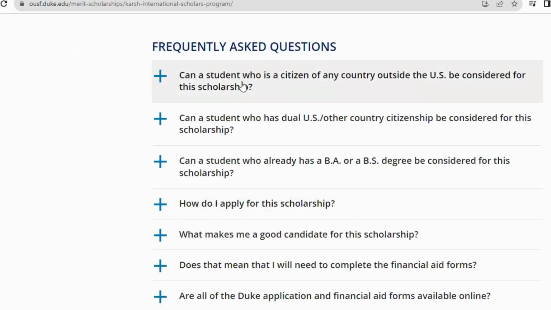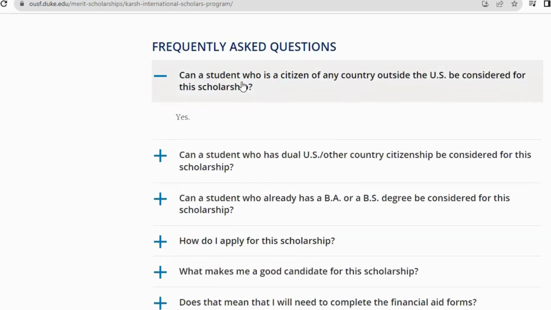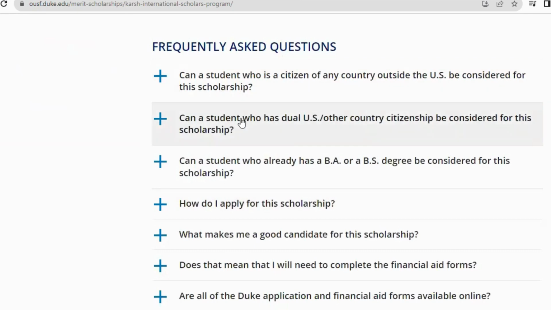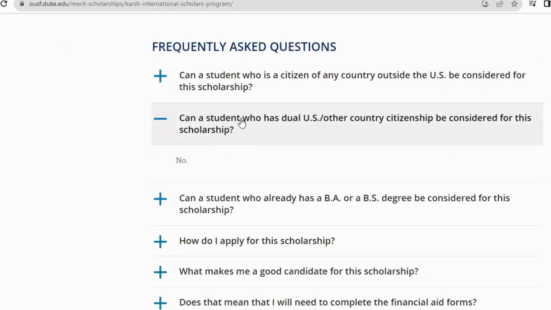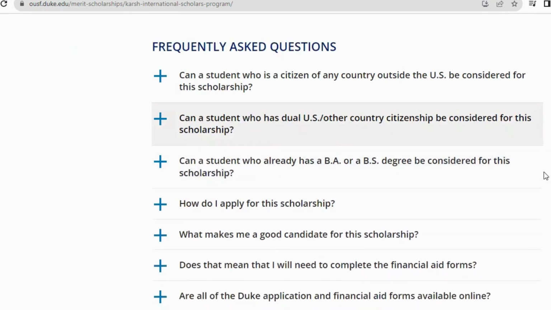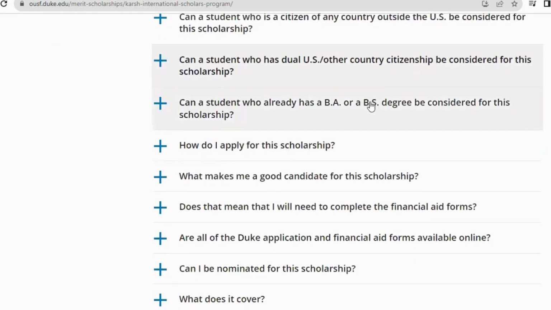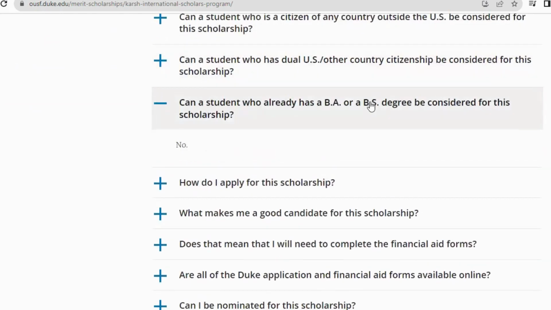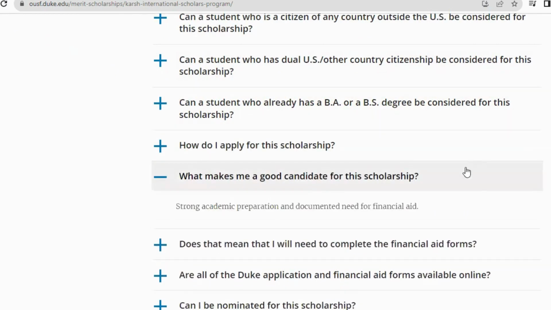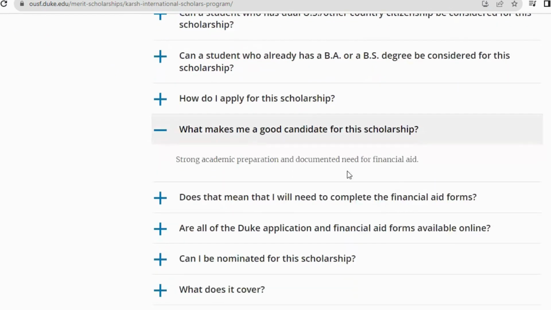Can a student who is a citizen of any country outside the US be considered for this scholarship? The answer is yes. Can a student who has dual US or other country citizenship be considered for this scholarship? No. Let's go to the next question. Can a student who already has a BA or BS degree be considered for this scholarship? No. What makes a good candidate for the scholarship? Strong academic preparation and documented need for financial aid.